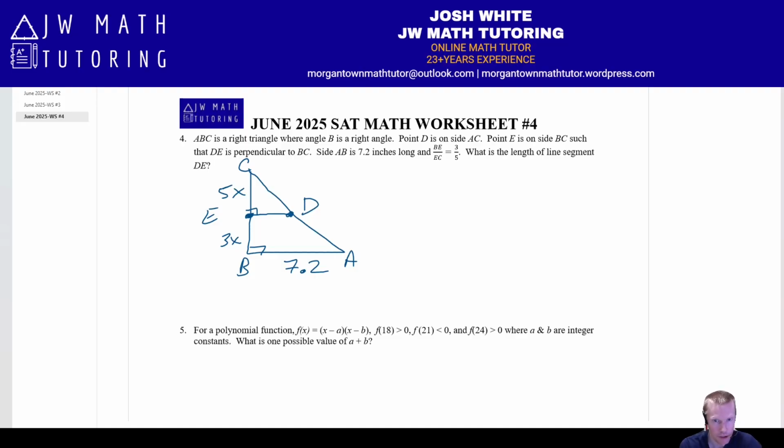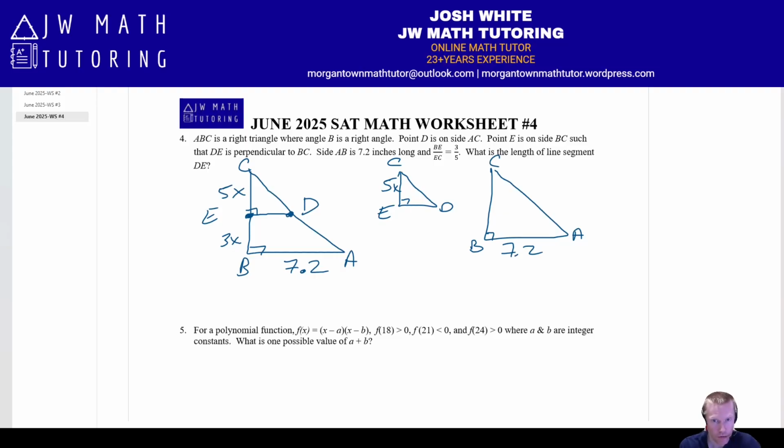Essentially, what we're going to do here is separate the top triangle: 5x, and DE we don't know, we're going to solve for it. We have the bottom one here, 7.2, A, B, C, right angle. So here's the thing.